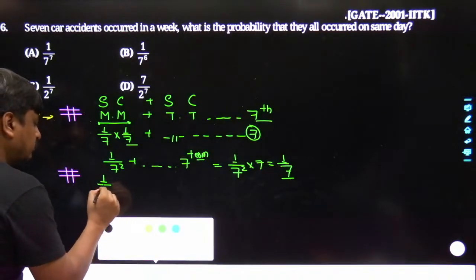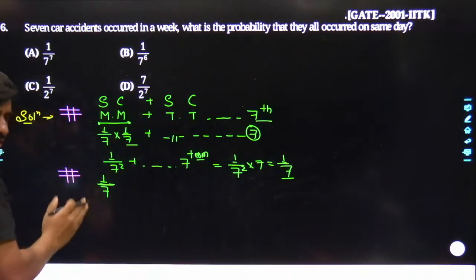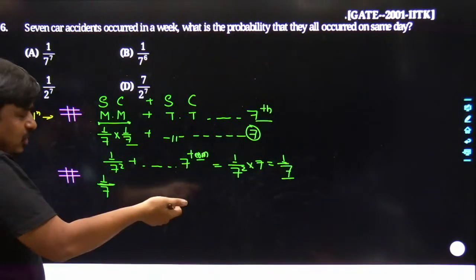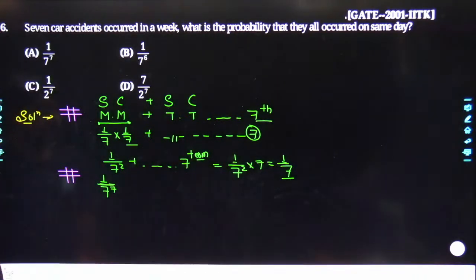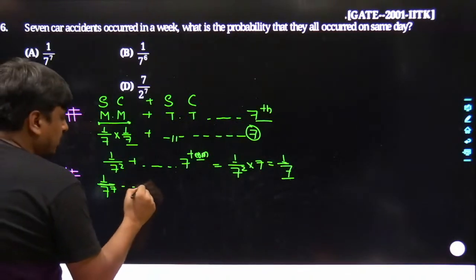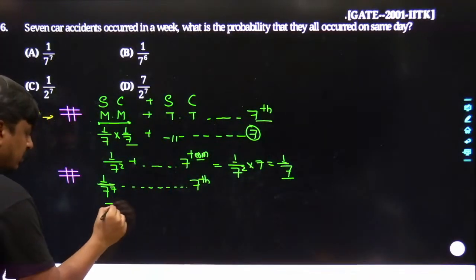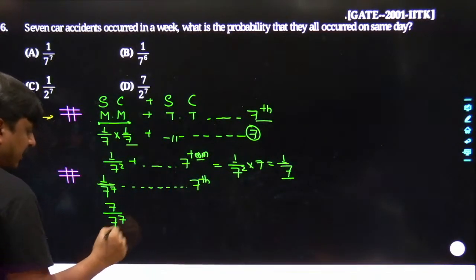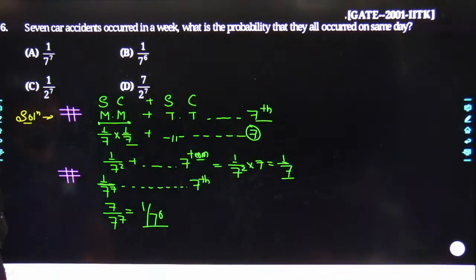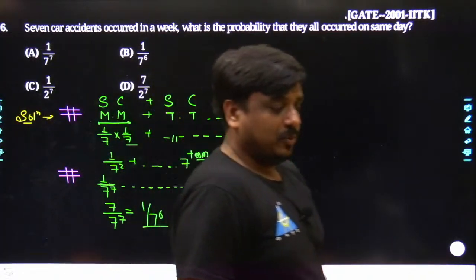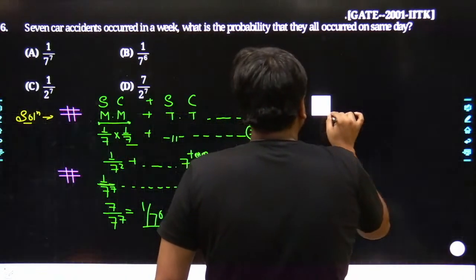The first car which has met with the accident on Monday, what would be its probability? 1/7. And for the second, 1/7. And for the third on Monday, it's going to be 1/7. It's going to be 1 divided by 7 to the power of 7. How many days can you have? 7 days you can have. Once you add them together, it is simply 7 divided by 7 to the power of 7. The result would be 1 divided by 7 to the power of 6. Agreed?